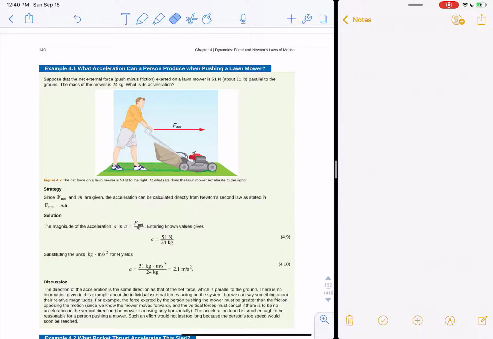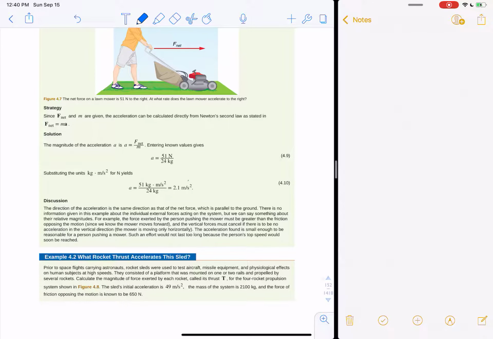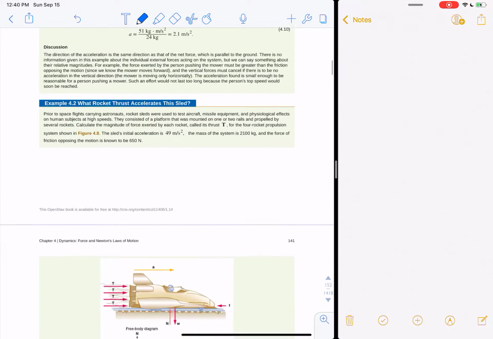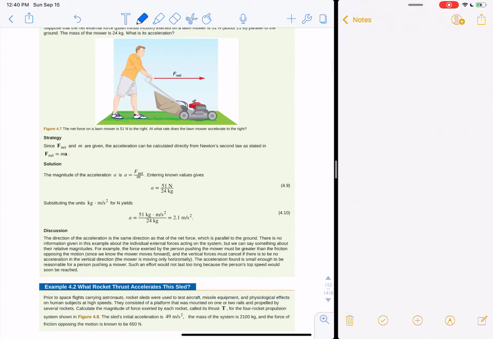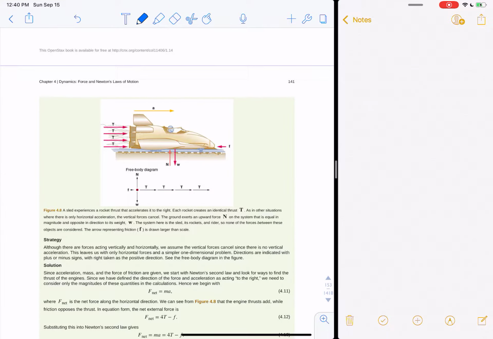Okay, so this is an example. You push on a lawnmower with some net force. You apply a net force of 51 newtons, and the mass of the mower is 24 kilograms. What's the acceleration? That's easy. F equals ma. We apply a 51 newton force to a 24 kilogram thing. F equals ma, so F over m is a, and the acceleration then is 2.1 meters per second squared. So that's just an example of applying a force to something that has a mass. You divide by the mass to get the force in terms of acceleration.